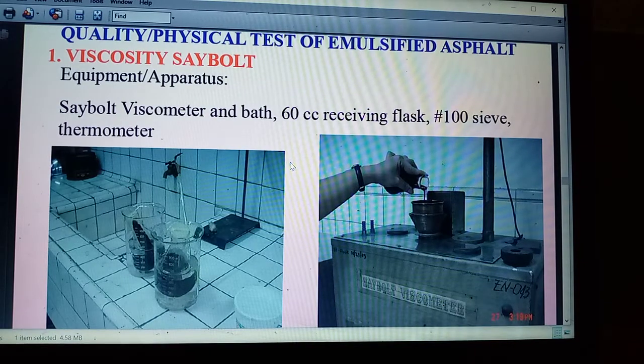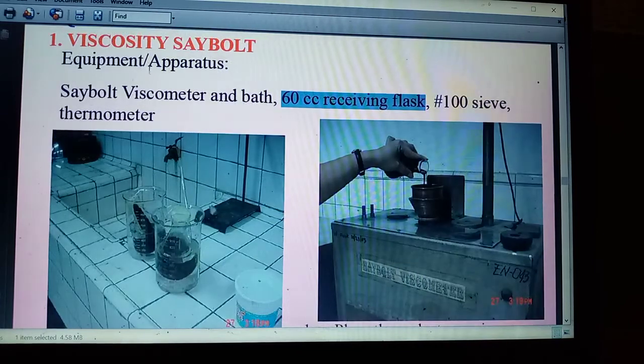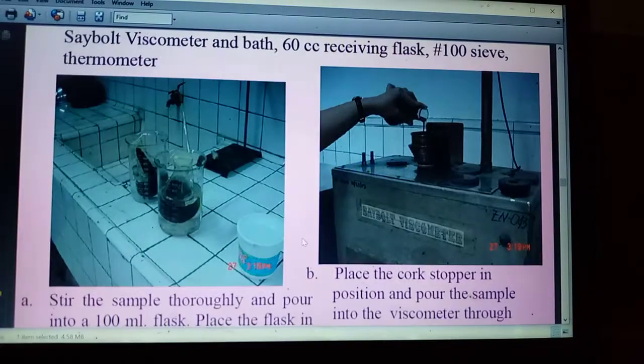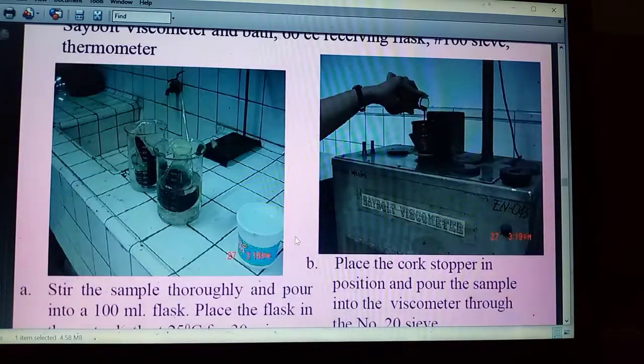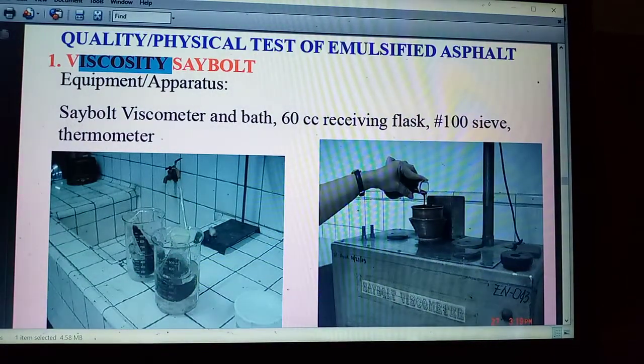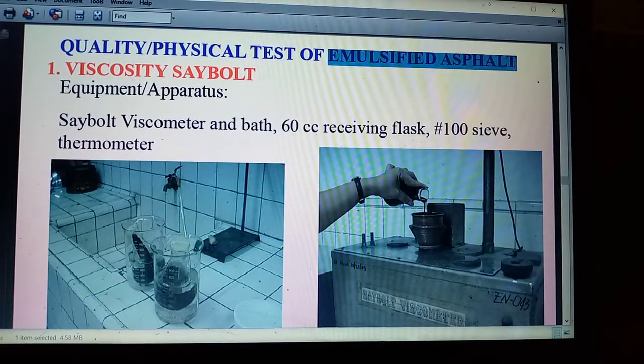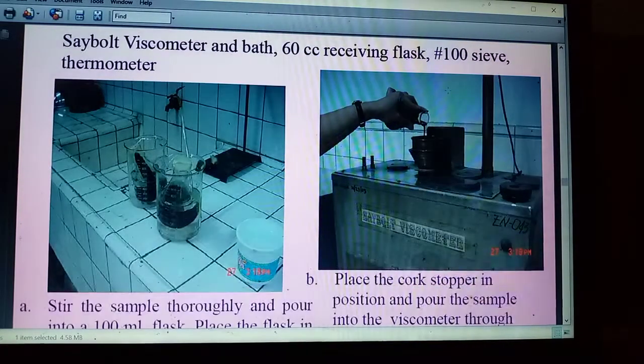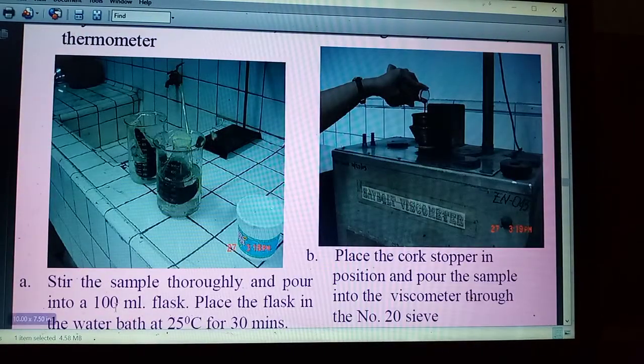So, meron tayong viscosity, Saybolt. Ito yung gamit mong equipment, apparatus: Saybolt viscometer, bath, receiving flask, sieve number 100, and thermometer. Meron pa rin, may viscosity pa rin, to measure viscosity pa rin to. Then, stir the sample thoroughly and pour. Medyo nalimutan ko to, emulsified asphalt to.